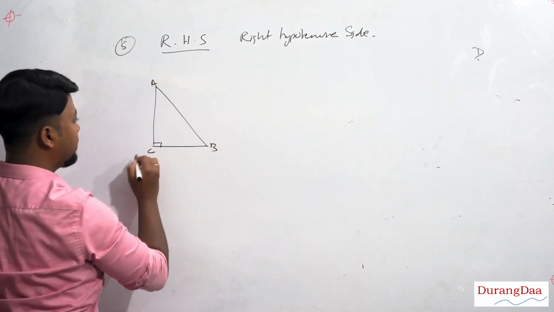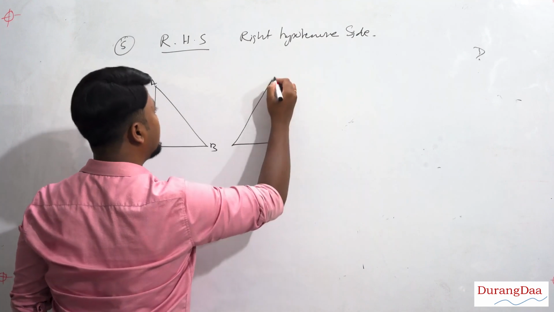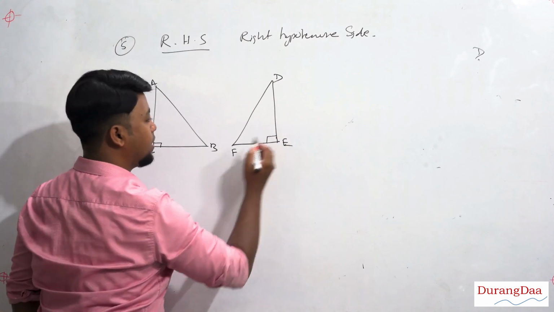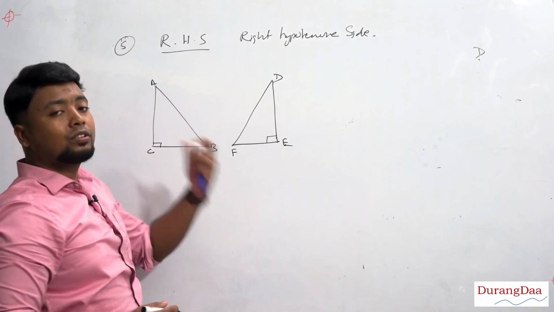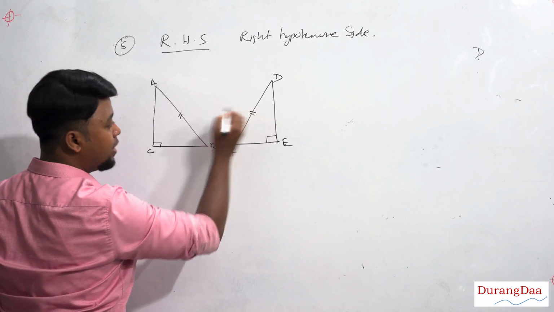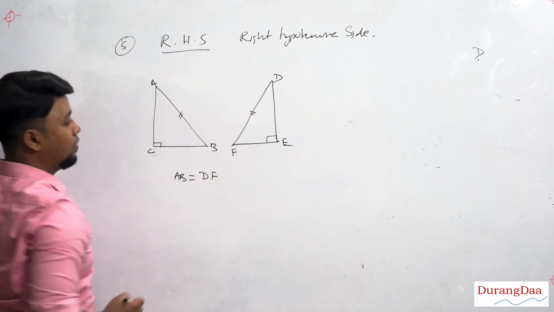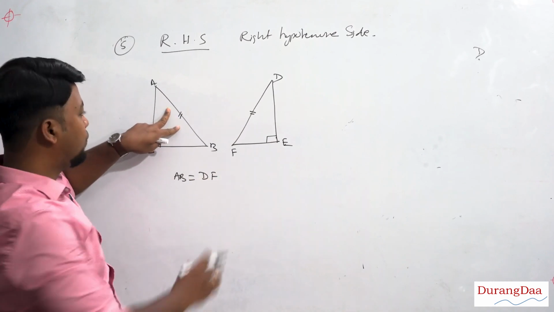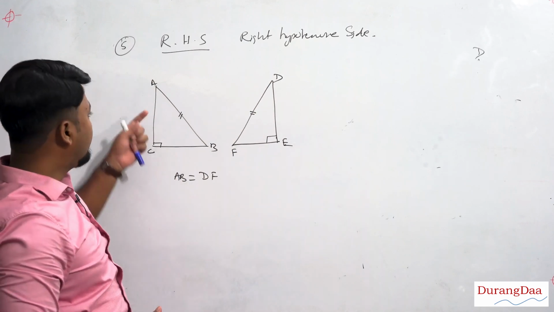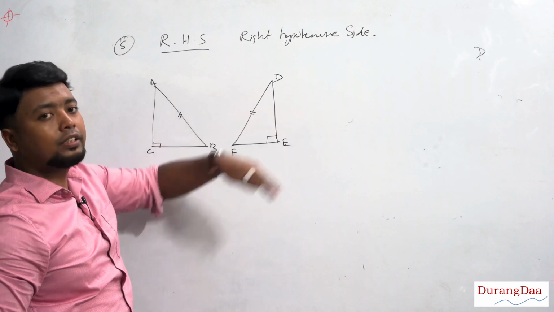Triangle ABC I have drawn here. Next triangle, if I am drawing, triangle DEF. Suppose here it is 90 degrees. To prove two triangles congruent by this method, first and foremost the hypotenuse of both these triangles should be equal. So here I have written AB equals DF. So first you will watch out for the hypotenuse, it has to be equal, and any one side of the first triangle should be equal to the corresponding side of the other triangle.